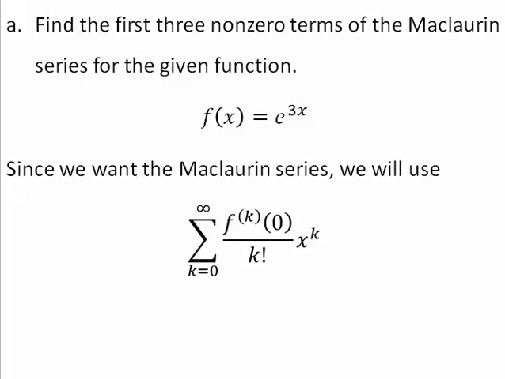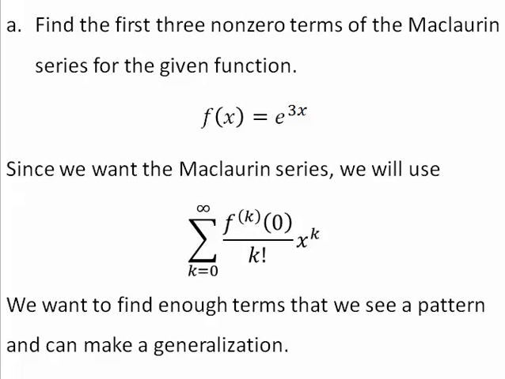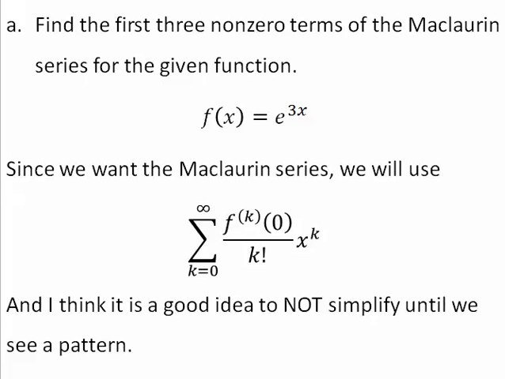We want to find the Maclaurin series, so we're going to be evaluating our derivatives at 0. We want to find enough terms that we see a pattern and can make a generalization. And I think it is a good idea to not simplify until you see that pattern. That helps with step B. So even though we're doing step A, we want to keep step B in mind.